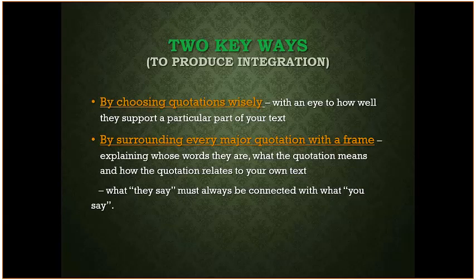Two key ways to produce integration: by choosing quotations wisely, with an eye to how well they support a particular part of your text, and by surrounding every major quotation with a frame. It means explaining whose words they are, what the quotation means, and how the quotation relates to your own text. What they say must always be connected with what you say.